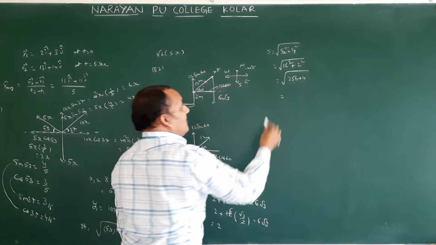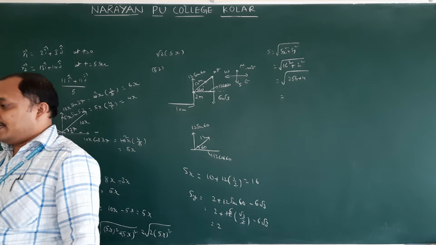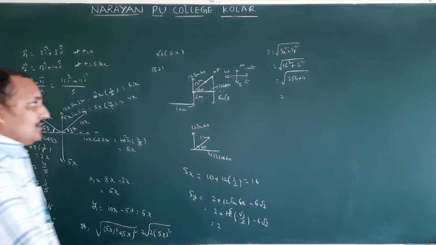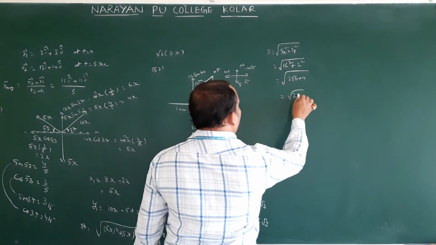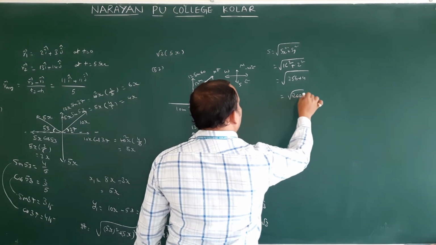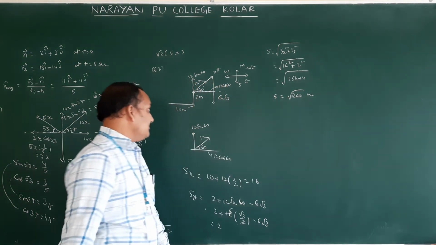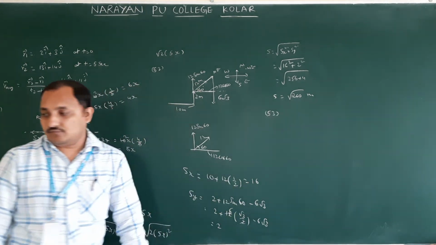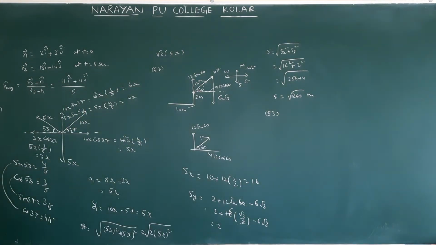256 plus 4. 16 squared is 256, plus 4. So root how much? Root 260 meters. So option 2, I think you got root 260 meters. Next question, number 53, we will see. So root 260 meters, option 2. 53, easy problem for you.